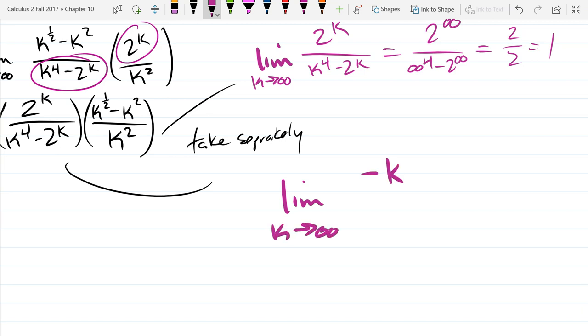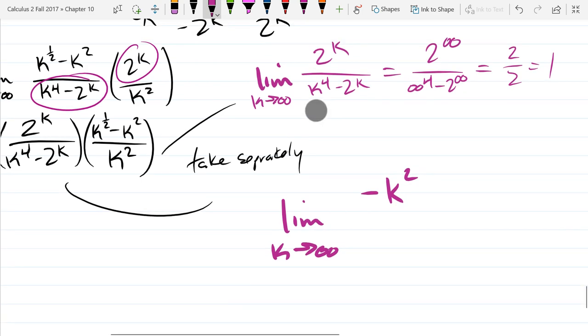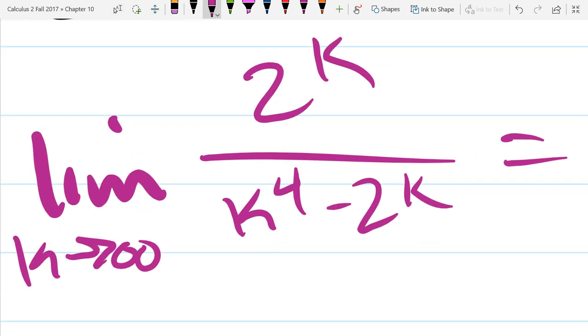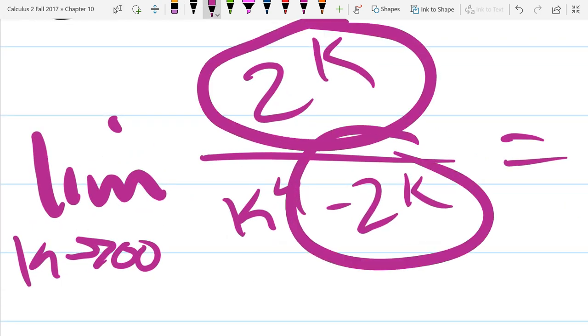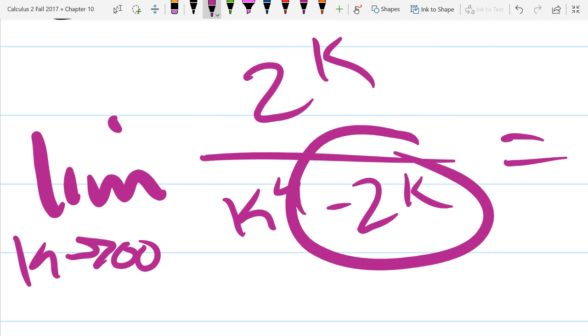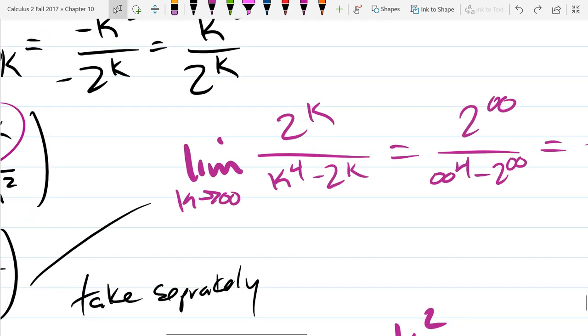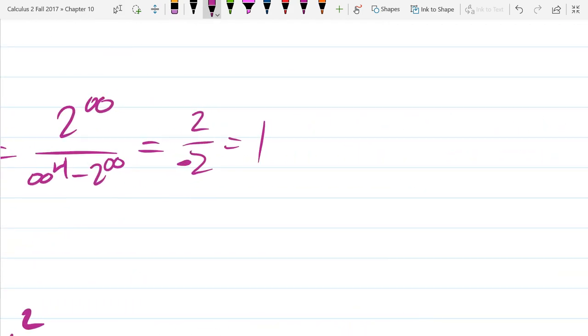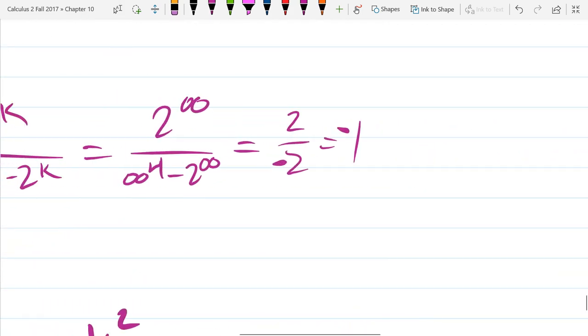I'm going to write it. Oh, wow. Hold on. The other limit was negative 1, not positive 1. The reason this limit is negative 1, the powerful terms are those two. So it's basically 2 over negative 2, which would be negative 1. That is definitely significant. So that should be a negative 1.